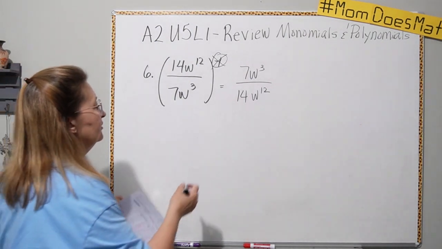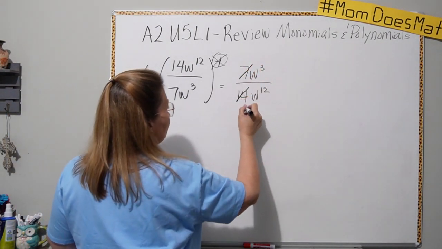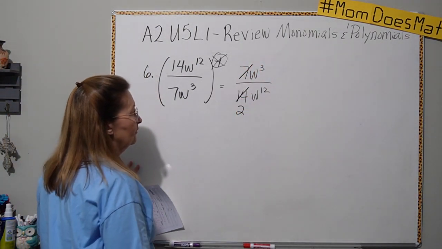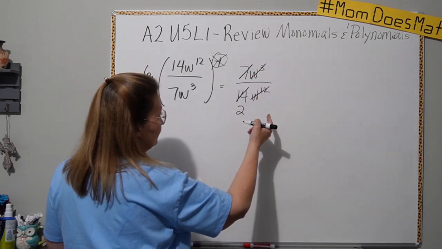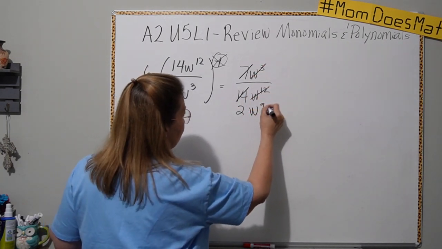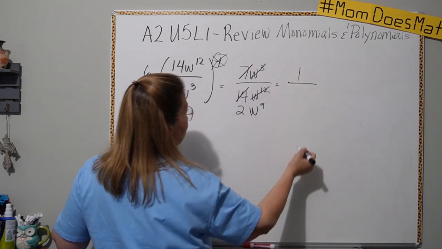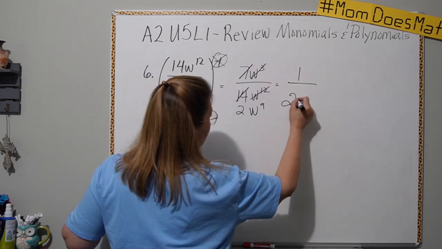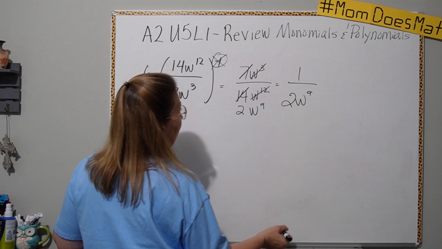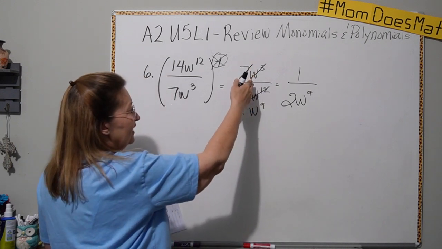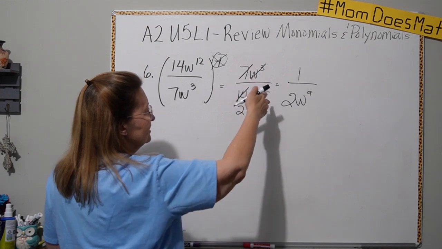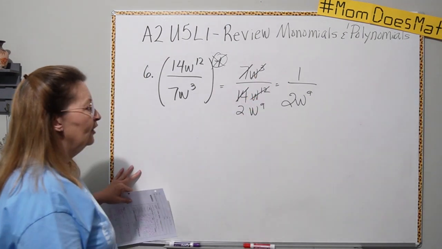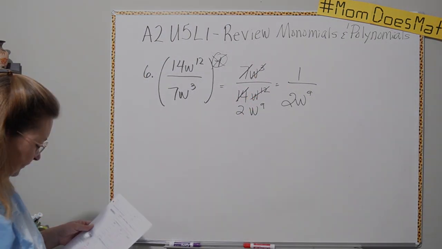Now I'm ready to reduce. 7 will go into 14 and leave 2 down here. w to the third goes into w to the 12th. You subtract your exponents, so you get w to the 9th. So your final answer is 1 over 2w to the 9th. Anytime everything cancels out, what you're actually left with is 1, because these things divided out. Okay, 1 over 2w to the 9th.